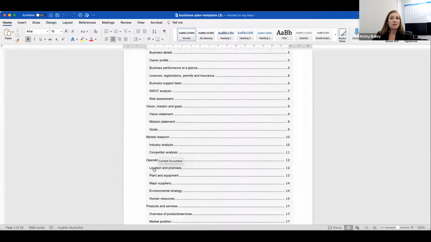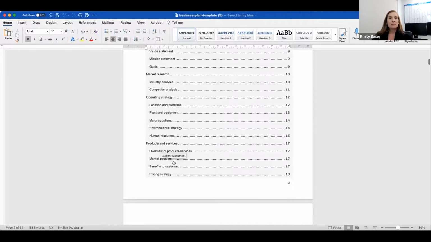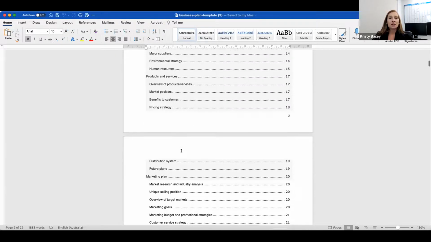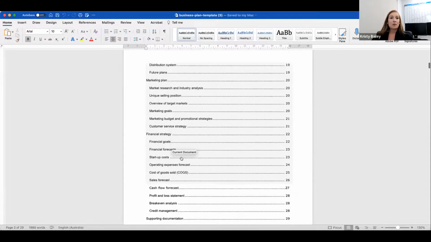Now this will differ business to business. If you're service-based, obviously plant and equipment and those kind of things may not be relevant, or location and premises if you're an online business, but you can delete any of this information because it is a Word document. You can absolutely go through and delete what's not relevant to you. So keep that in mind. And then obviously products and services, your marketing, which I spoke about, and that becomes a really core component of the overall plan and your overall business strategy.